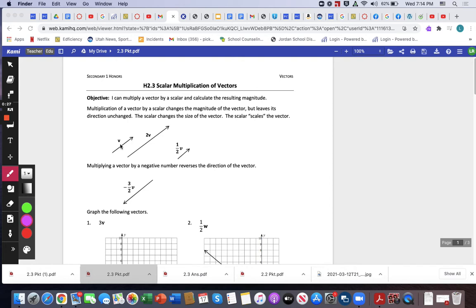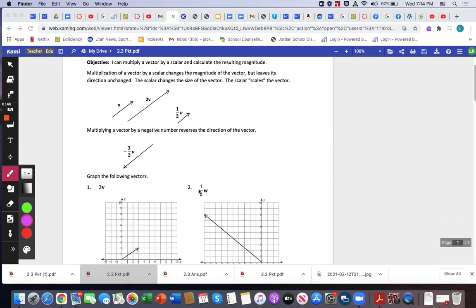Like if you have v as your vector, 2v, it's double the length. If it's a half v, it's half the length. Multiplying a vector by a negative number reverses the direction of the vector. So if it was going up, a negative 3/2 vector would now go down.